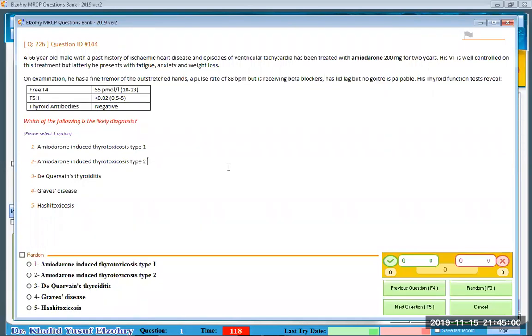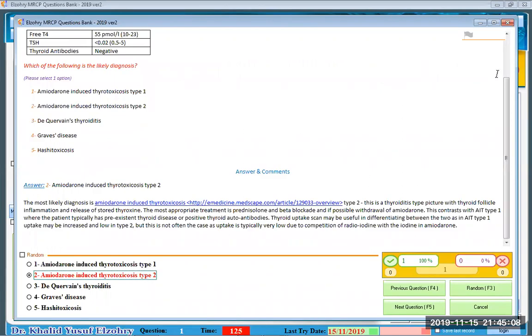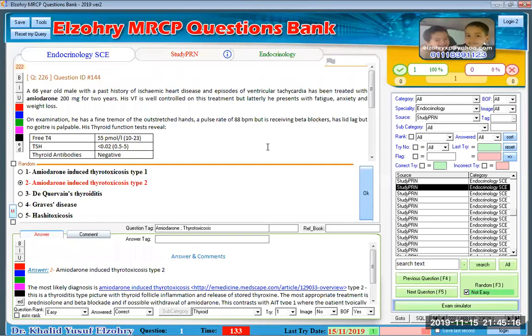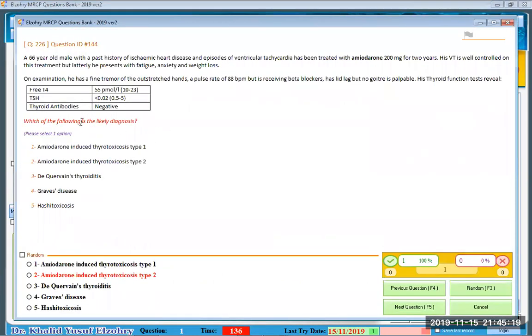Which one? Two. This is type 2. Yes, I am with you, type 2, because the same question is in the exam lab, 146. In the first place, the thyroid autoantibody is negative. Lid lag is not pathognomonic for Graves' disease, actually. Lid lag occurs in any case of thyrotoxicosis, and this is very important. And of course, the most common cause is amiodarone-induced thyrotoxicosis type 2. So actually the most common one is type 2.